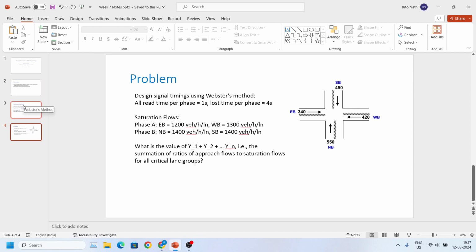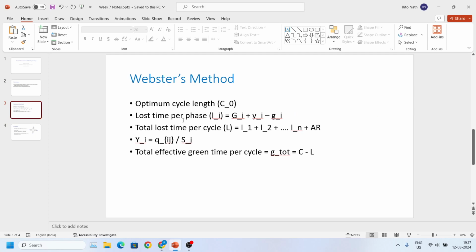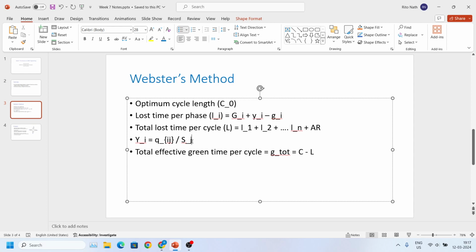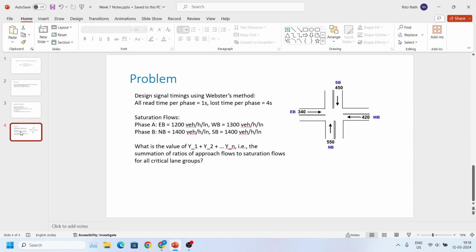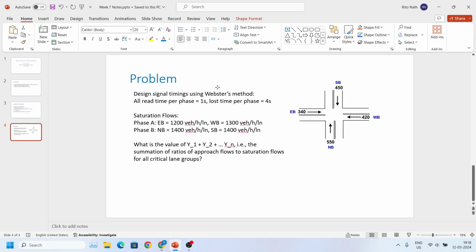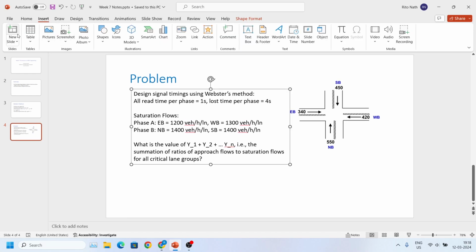So here I have talked about this briefly, I think. So this is qij divided by sj. And then you have to take, it's not actually the exact qij divided by sj, but you have to pick the maximum of all the lane groups that you have for that phase. So what you can do, you can create a table here and then you can solve this. So let's insert a table.